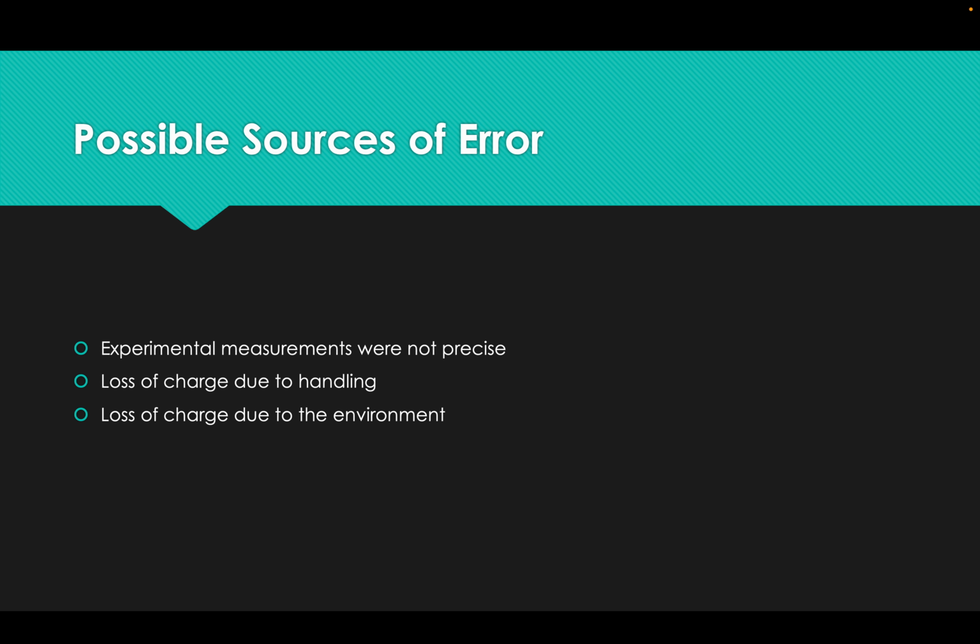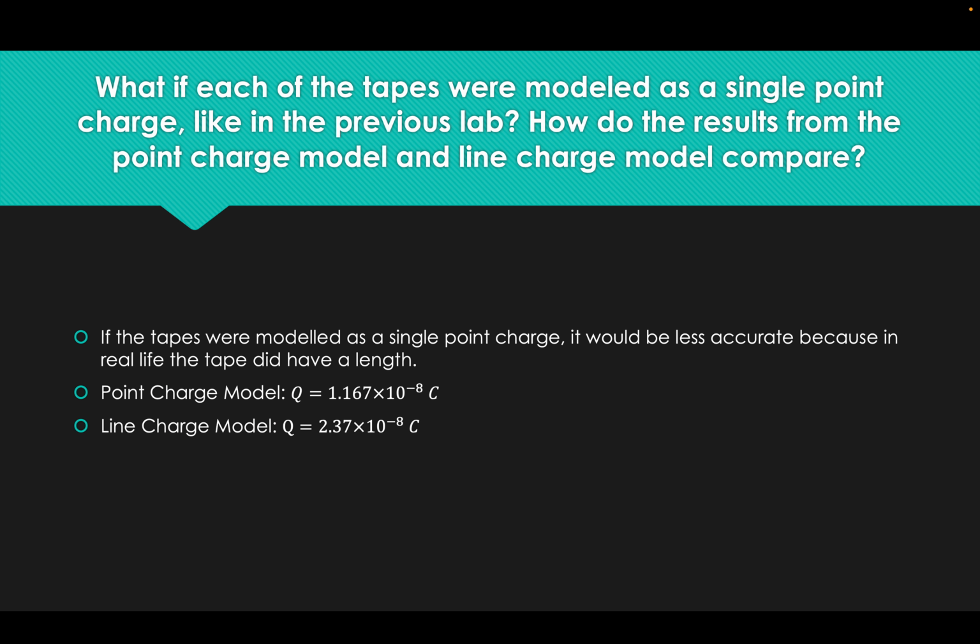So some possible sources of error include experimental measurements not being precise, also loss of charge due to handling or to the environment. So what if each of the tapes were modeled as a single point charge, like we did in the previous lab? Well, if they were modeled as a single point charge, it would be less accurate, because in real life the tape did have a length. So as we can see there below, those are the two results from the point charge model and the line charge model in comparison to each other.